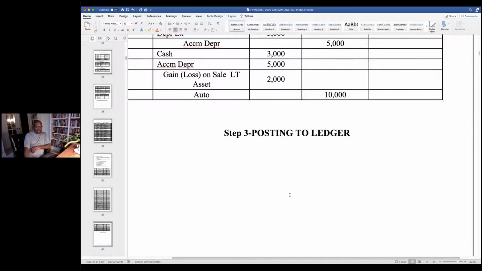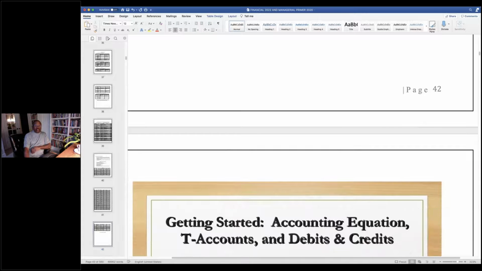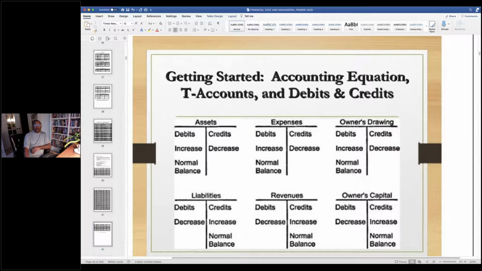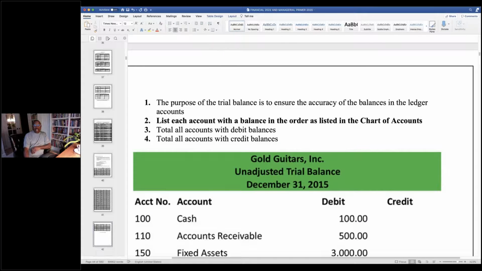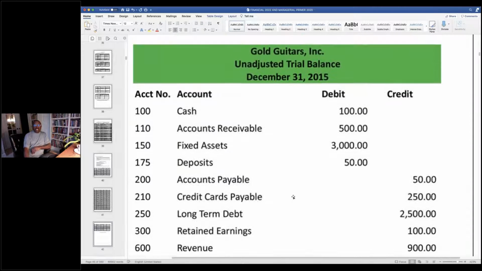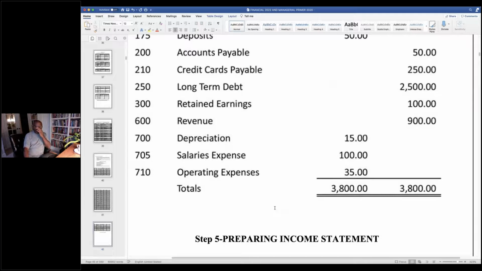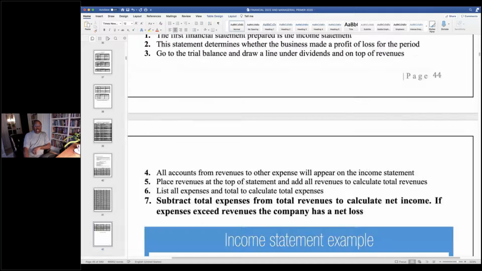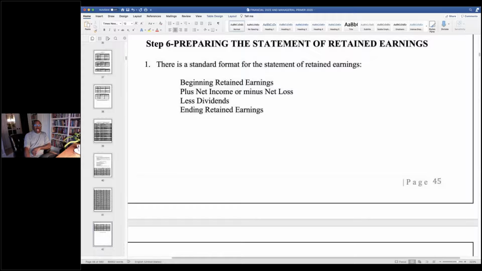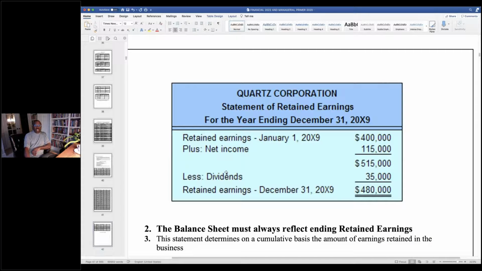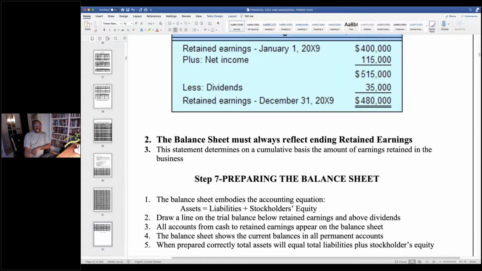Then what do we got to do next? Post to the ledger. So once you get your journal entries done, you post them to the ledger. Then you prepare a trial balance, which is what we're checking for, making sure that we're in balance. Then we prepare the income statement, revenues less expenses, net income, statement of retained earnings, beginning plus net income less dividends, ending retained earnings. And then the balance sheet.